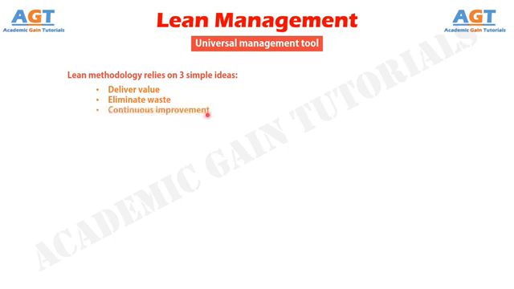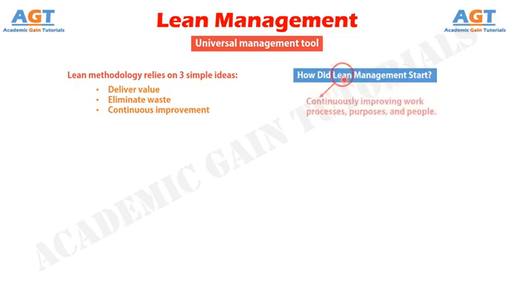So now that you know the core idea, let's dig deeper and get to know the basic principles of lean management and where it comes from. What is lean management and how did it start? Before you start with the basic lean principles, you need to realize that the lean methodology is about continuously improving work processes, purposes, and people.